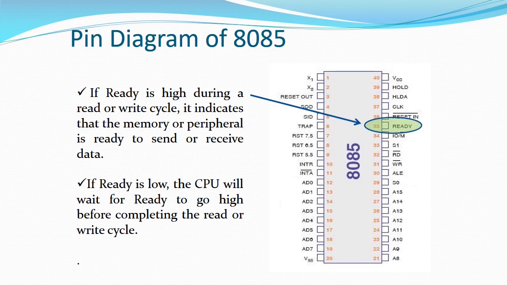The next signal is called the READY signal, which is also highlighted in the slide. The ready signal is used with peripherals which are very slow, like memory. Whenever these devices are ready, they indicate it by using this ready signal. They generate one signal which is received by 8085 and it shows that the particular device is ready for data communication, whether it is a reception of data or a transmission of data.